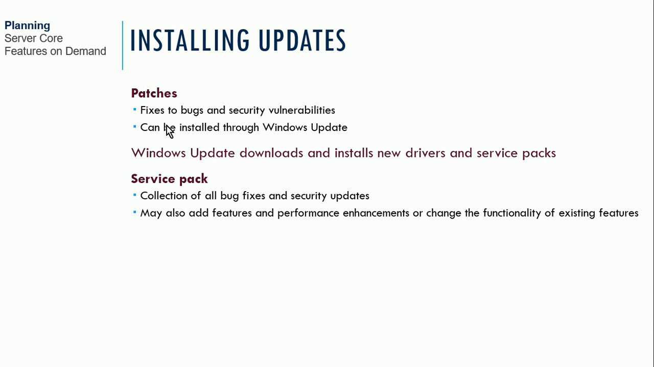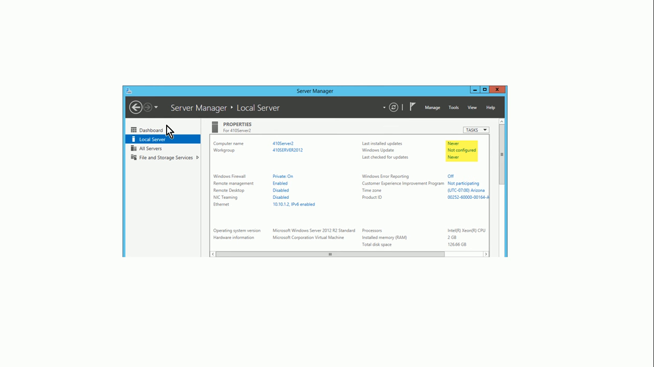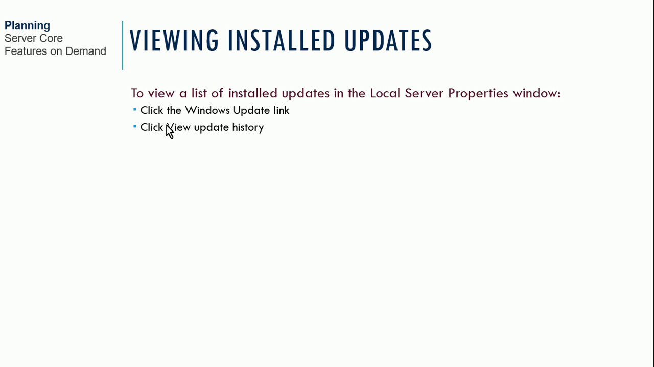And again, all of this can happen through automatic updates. And you'll see this through the Server Manager. So that's where you'll configure your automatic updates. All right, so viewing and installing your updates. To get a list of all of the updates, you'll use the Local Server Properties window, click the Windows Update link, and then click View Update History.